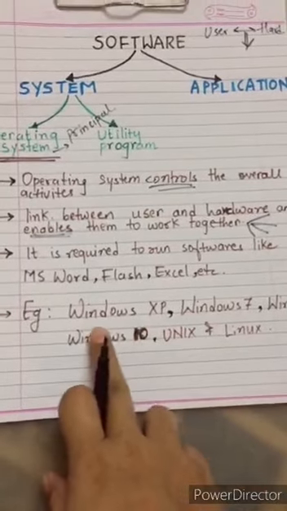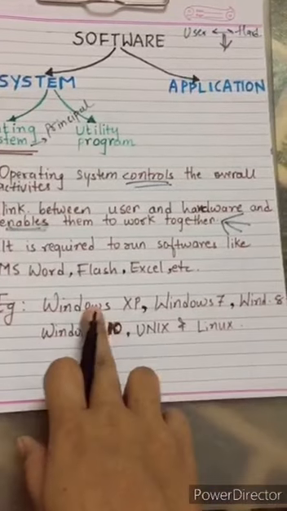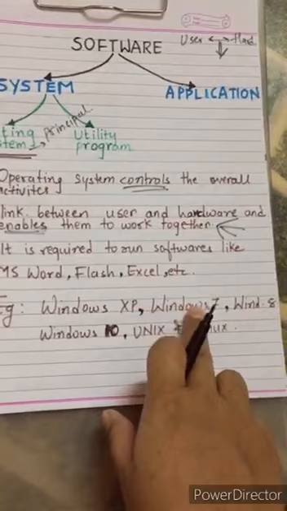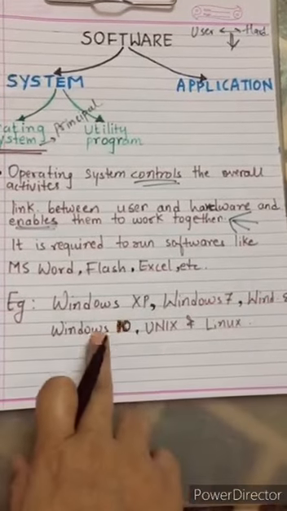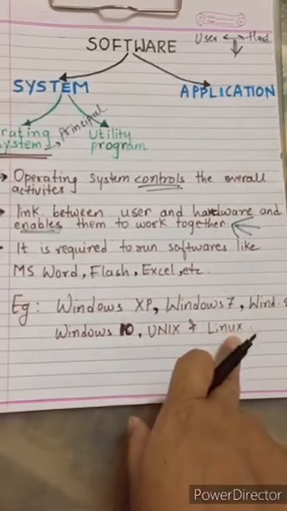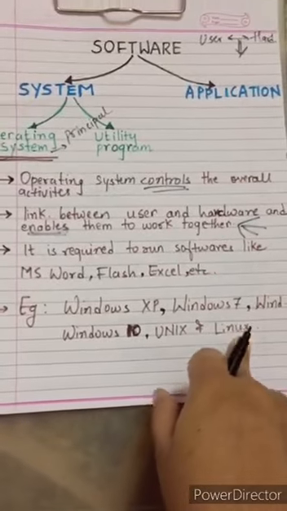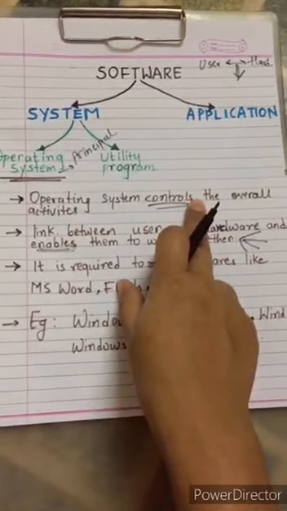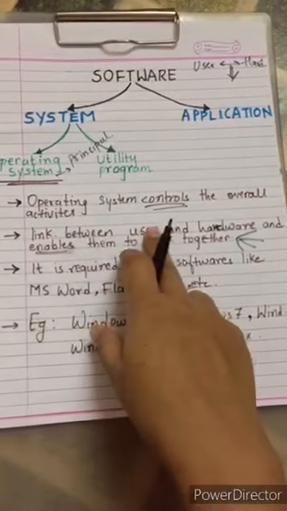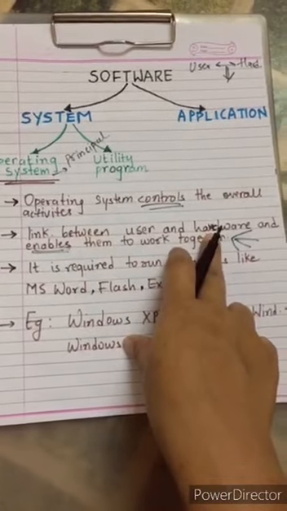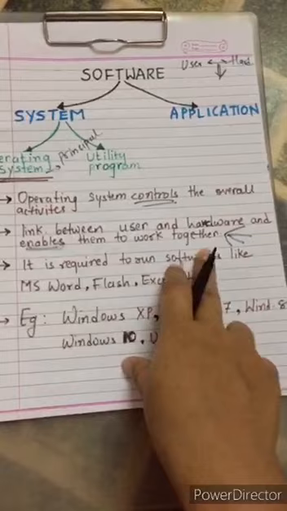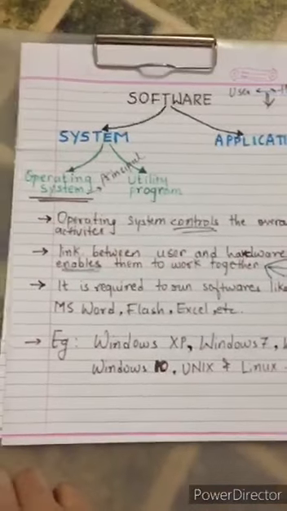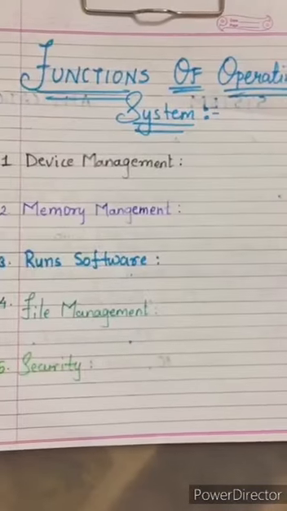Now these are some examples of common operating systems: Windows XP, Windows 7, Windows 8, Windows 10, Unix and Linux. So that is an operating system. It controls the activity of the computer. It is the link between the user and the hardware which helps them to work together. Okay, that is an operating system.